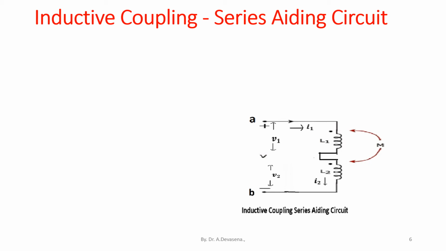This is the circuit for series aiding circuit in inductive coupling. In this circuit, we are having two coils L1 and L2. If you visualize the circuit, you have two dots. The dots are present in the coils L1 and L2, here at the beginning side. That is, the indication of the dot gives the information about whether the current is leaving the circuit or entering the circuit.